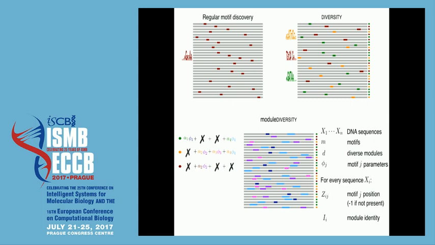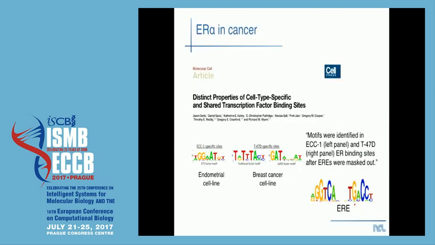Okay, so I'm going to show you some results with this. This is ongoing work. This is again ChIP-seq data for estrogen receptor. Now this protein is active in cancer cell lines, and in this paper they showed that it had different cofactors, probably, in two different cell lines.